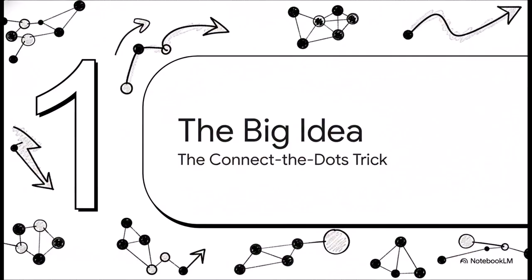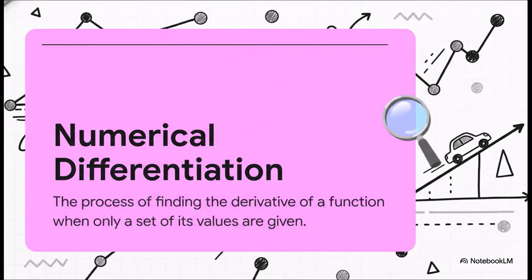It's called numerical differentiation. Now, the formal definition is that it's a process for finding the derivative, and don't let that word scare you. That's just a fancy math term for a rate of change or a slope from a set of separate, discrete data points. This is the exact tool we need to solve our car problem and a whole lot more.